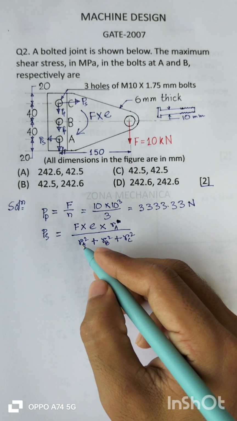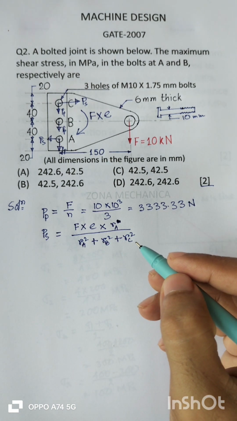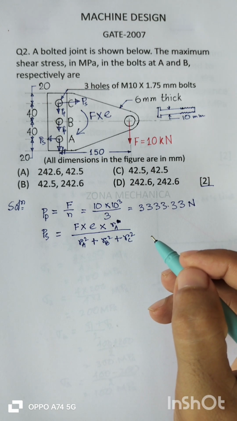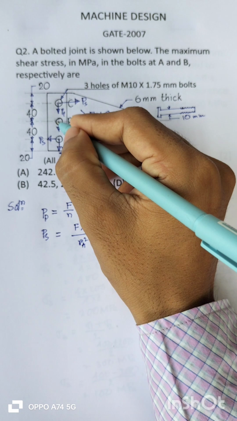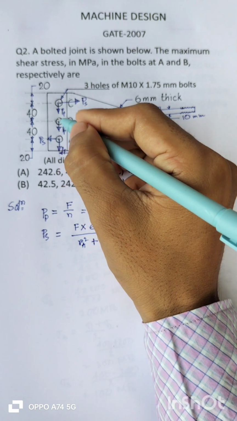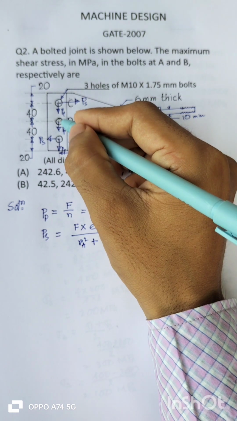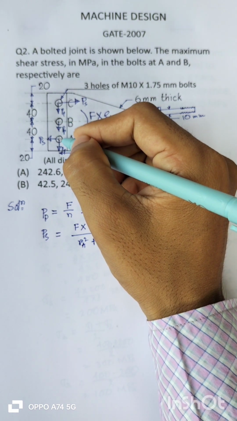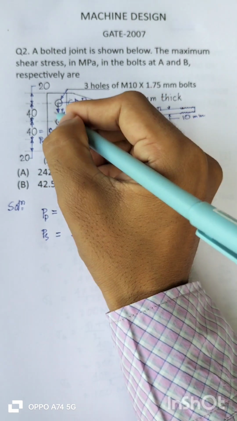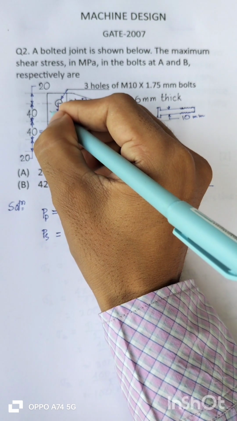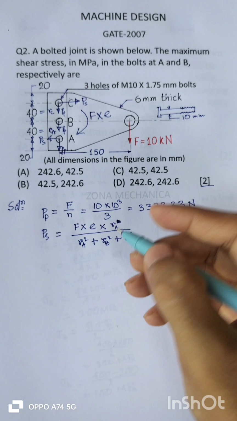What are the RA, RB and RC? See, RA, RB, RC are the distances of bolts A, B, C from the CG of the bolt system. CG of the bolt system is nothing but the center of the bolt B. So the distance from the center of B of A is RA, which is nothing but 40 mm, and that of bolt C is RC, which is also 40 mm, and bolt B is 0, right?